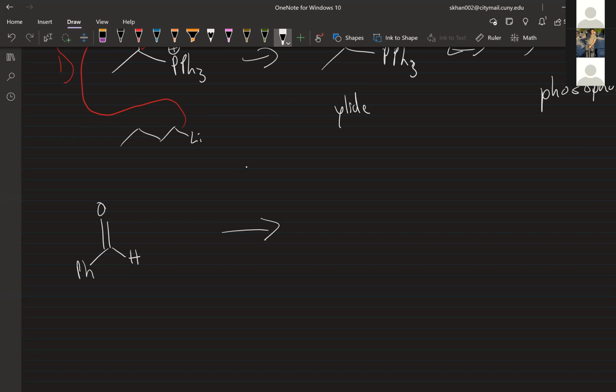Sharuk, are you done with the Wittig reaction? We're doing it right now. Okay, can you zoom out a little bit? After I do this. I'm in the middle of this right now.